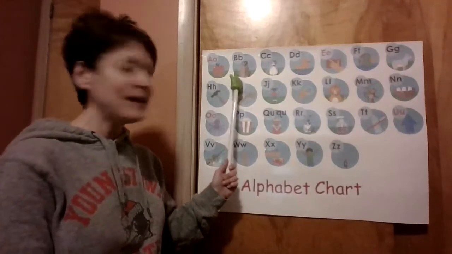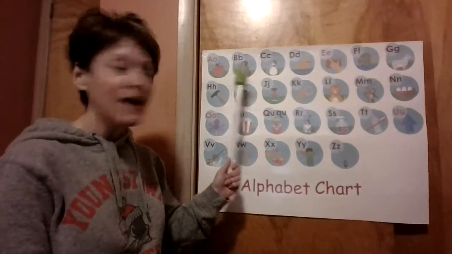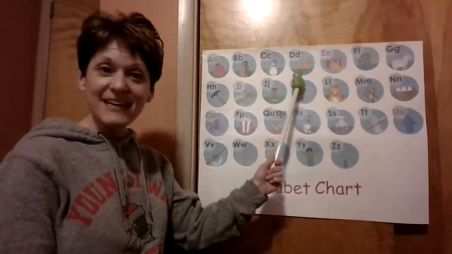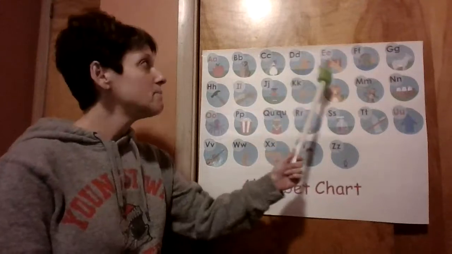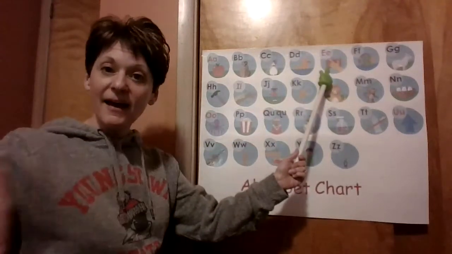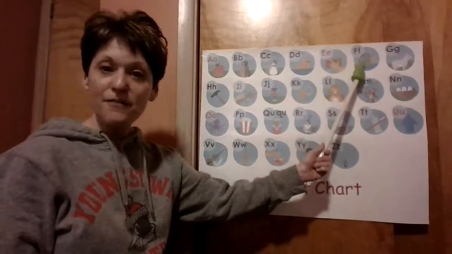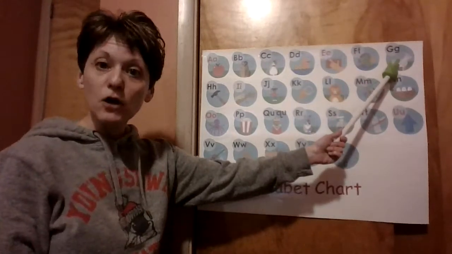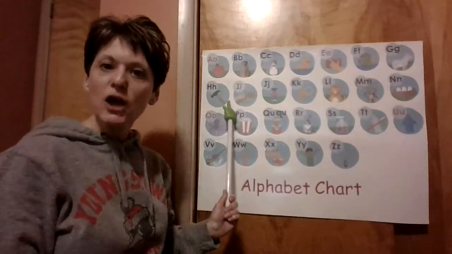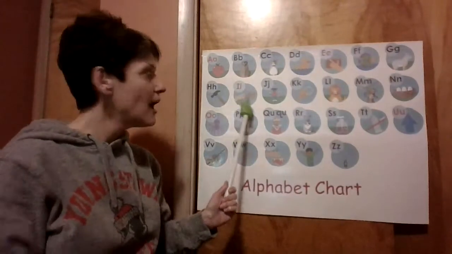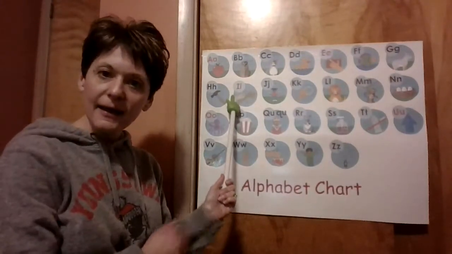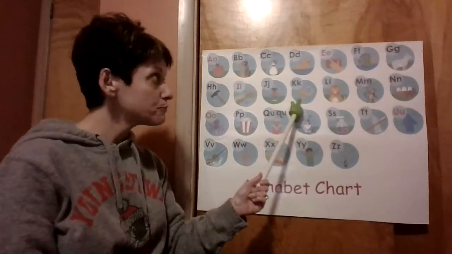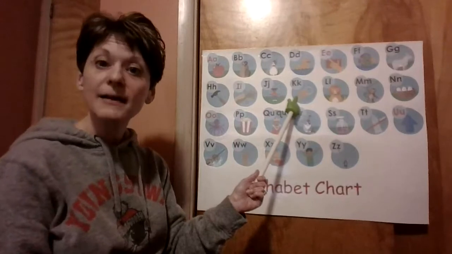Apple. B bear. C cat. D duck. E edge. F fish. G goat. H hammer. I itch. J jump. K key.